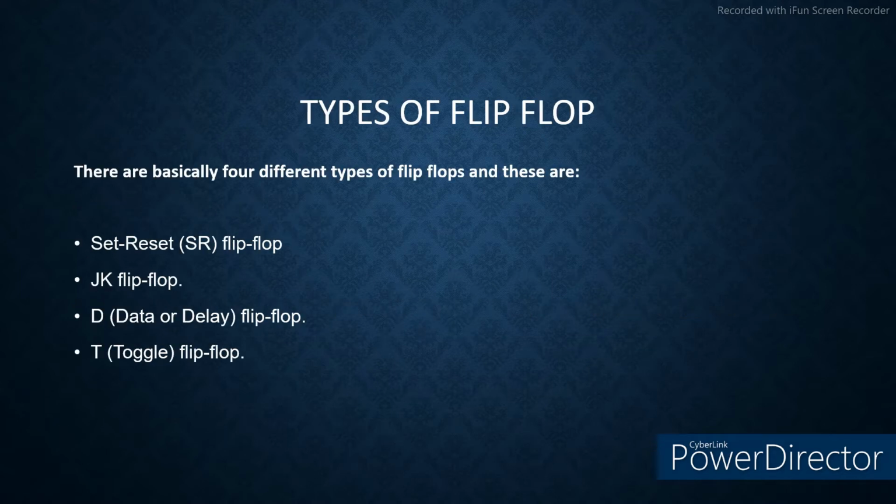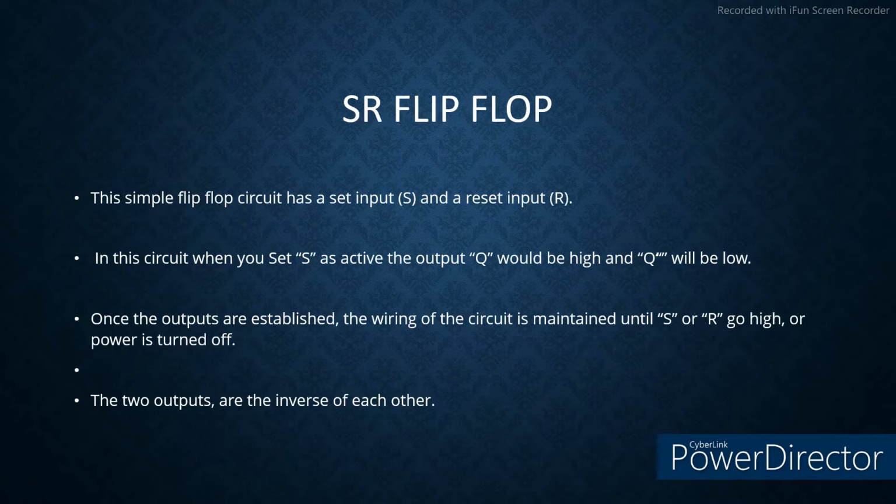Types of flip-flops. There are basically 4 different types of flip-flops, and these are: SR (set reset) flip-flop, JK flip-flop, D flip-flop, also called data or delay flip-flop, and toggle flip-flop.